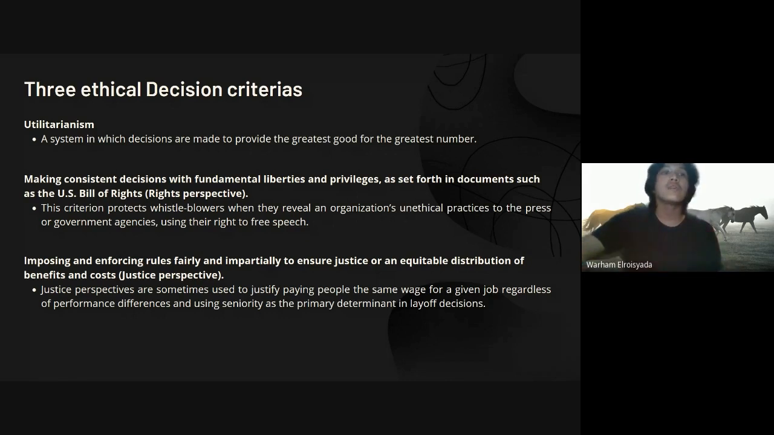In this criterion, we protect whistleblowers when they reveal an organization's unethical practices to the press or government agencies, using their right to free speech. And then the third one is imposing and enforcing rules fairly and impartially to ensure justice, or an equitable distribution of benefits and costs. Or we can call it the justice perspective. The justice perspective is sometimes used to justify paying people the same wage for a given job regardless of performance differences, and using seniority as the primary determinant in layoff decisions. Next slide, please.